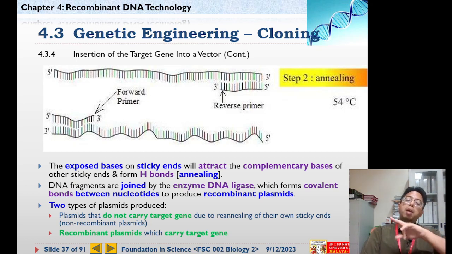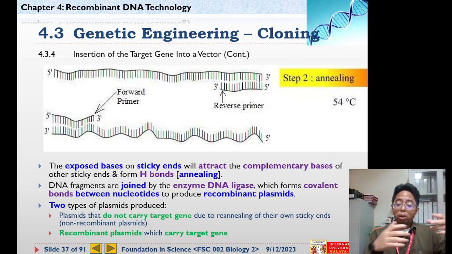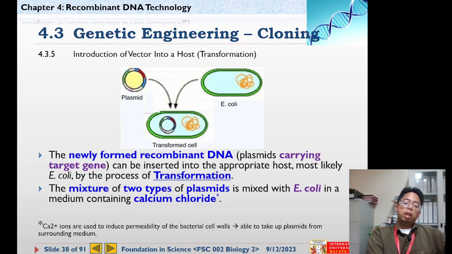So now you have two types of plasmids. One is a plasmid that does not carry the target gene, because they repair their own plasmid, re-annealing their sticky ends. But the second one will be the one with the target gene, because they actually combine their plasmid with the target gene. The newly formed recombinant DNA, which is a plasmid carrying the target gene, can be inserted into appropriate hosts, most likely E. coli, by the process of transformation.